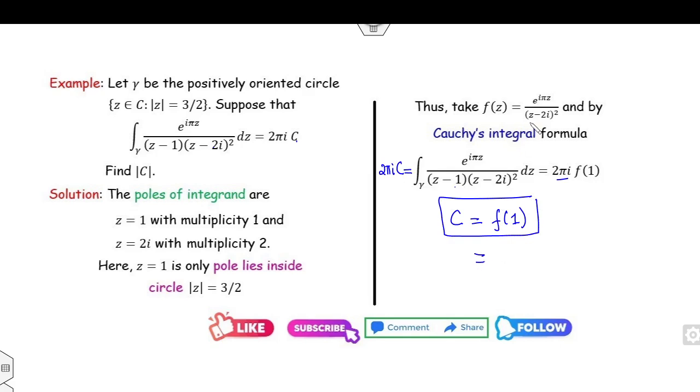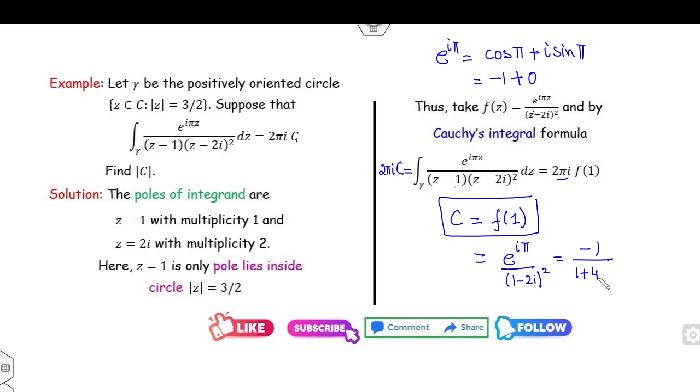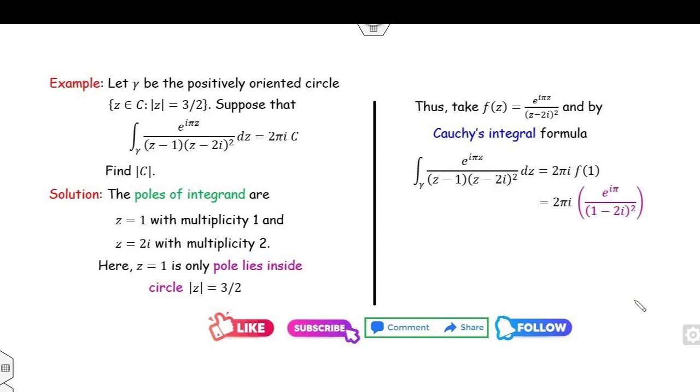So can you calculate f(1)? It is e raised to power iota pi over (1 minus 2 iota) square. What is the value of e raised to power iota pi? I can use De Moivre's theorem: cos pi plus iota sine pi. This is -1 plus 0, so -1. I can open the square using (a plus b) square: minus 3 minus 4 iota. So -1 over -3 minus 4 iota.